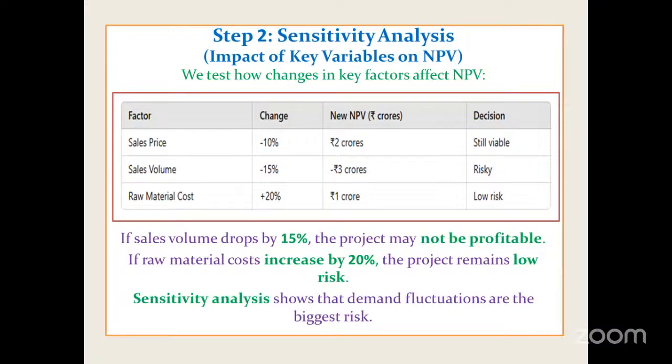So when you take a decision, you must have an idea about investment decision factors. The net present value is 2 CR. For sales price, a negative change of minus 10%, the new net present value of 2 CR is still viable. And for sales volume, a 15% change, even negative.